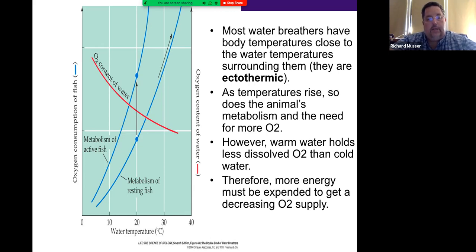And so here you can see a picture and you can see the metabolism of the fish activity increases with water temperature. The fish activities are the blue arrows going up. So a resting fish's metabolism and an active fish's metabolism, that's what they're showing here. But in either case, their oxygen consumption increases dramatically when the water temperature increases. Look at how 40 is dramatically higher than that 10 degrees. But the problem again is if you look at the red, the oxygen content of the water dramatically decreases.